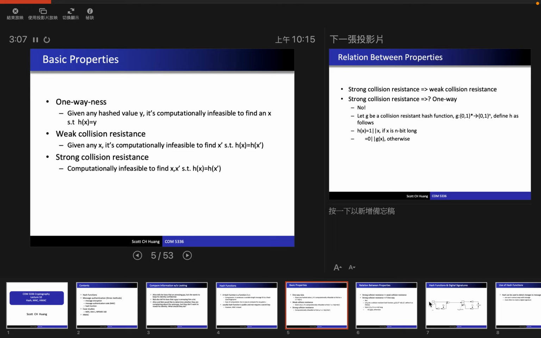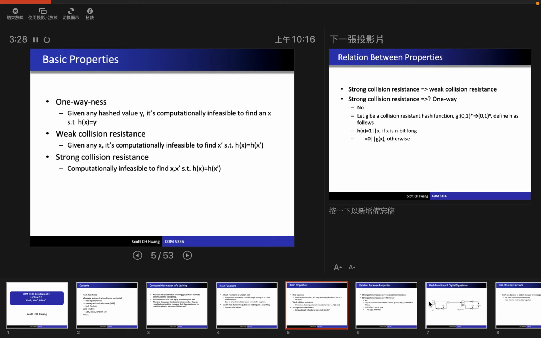There are two ways to define it. One of them is what's called weak collision resistance. The other is strong collision resistance. Let's take a look, because we have to distinguish between these two cases. Later, when we talk about birthday attacks, that's important, so we have to understand it in detail.